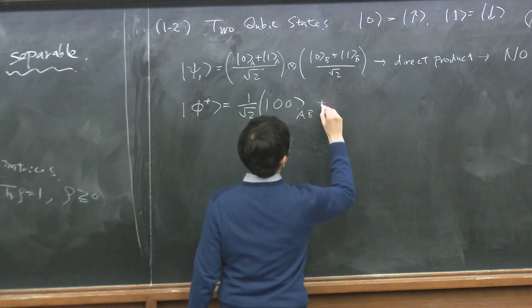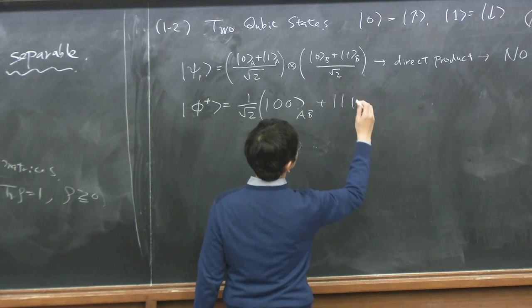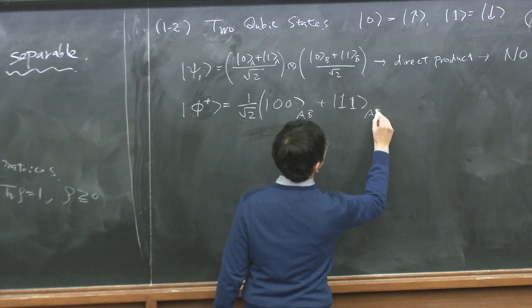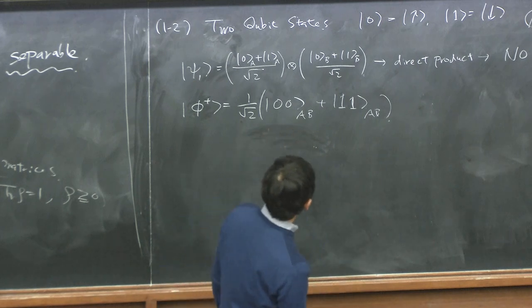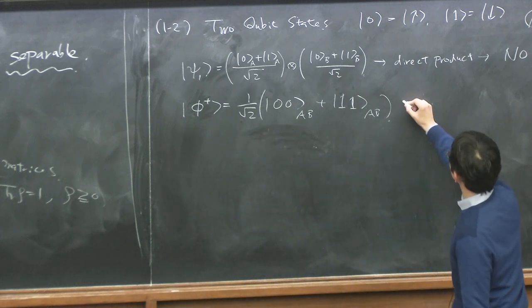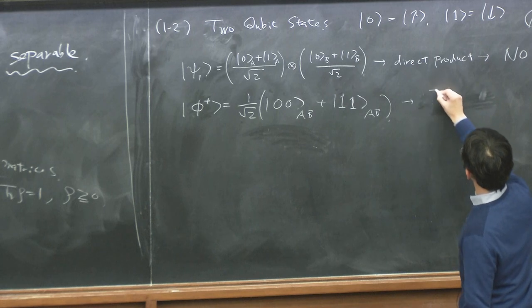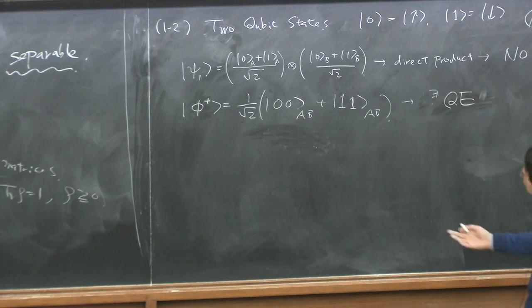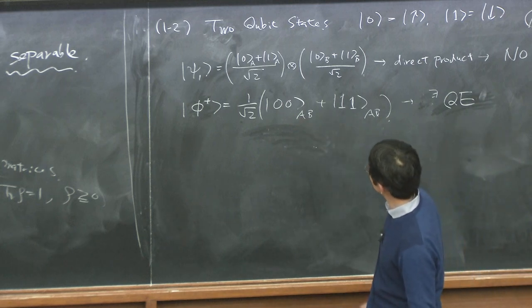And so we take this way. So this is, again, a linear combination, but it's non-trivial. In this case, we cannot decompose it into direct product states. So in this case, quantum entanglement exists. And indeed, we can find some non-trivial correlation, right?